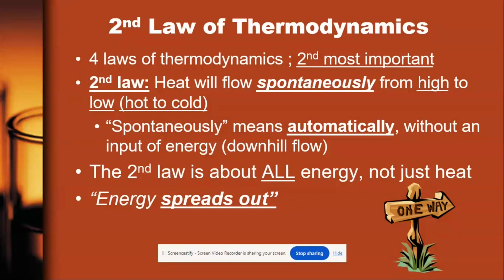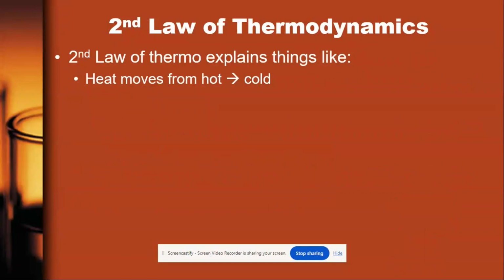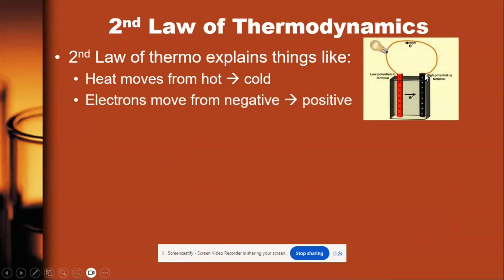So when we back up and consider all forms of energy, the second law, when we talk about energy spreading out, explains things like not only heat moving from hot to cold, but when we talked about electricity, we said electrons move from negative to positive. Well, this is energy just spreading out. If you think about it, electrical energy is concentrated on the negative terminal because there's an excess of electrons. There's a deficiency of electrons at the positive terminal. And so these electrons are simply trying to spread out, and they do that naturally, automatically. It's similar to the concept of diffusion in biology, which is a movement of particles from an area of high concentration to low concentration. So you can apply that same concept to the second law: diffusion of energy, high concentration of energy, low concentration of energy.